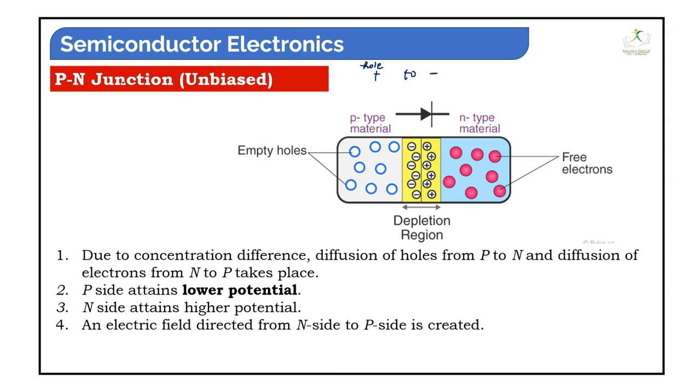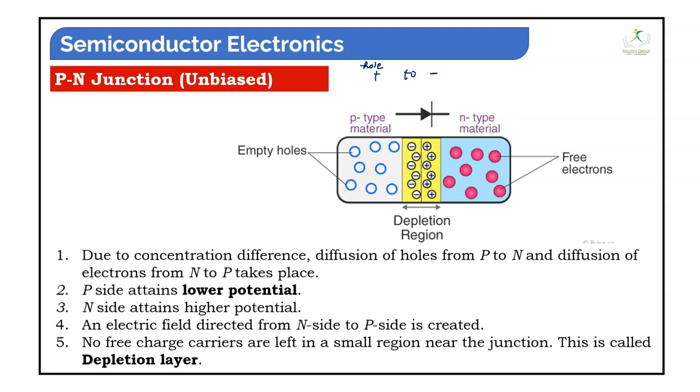An electric field directed from N side to P side is created. So no free charge carriers are left in a small region near the junction. This is called the depletion layer.